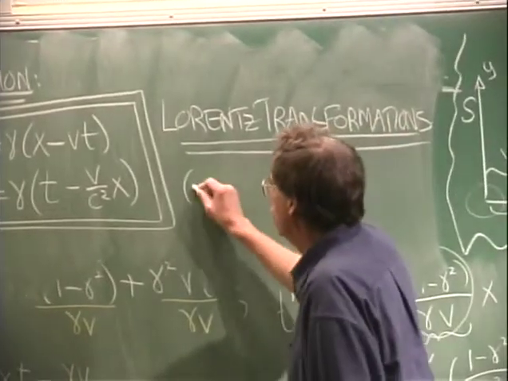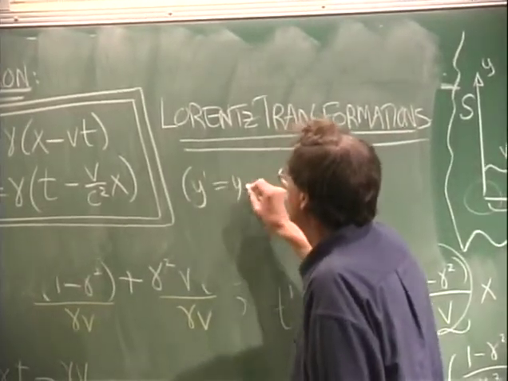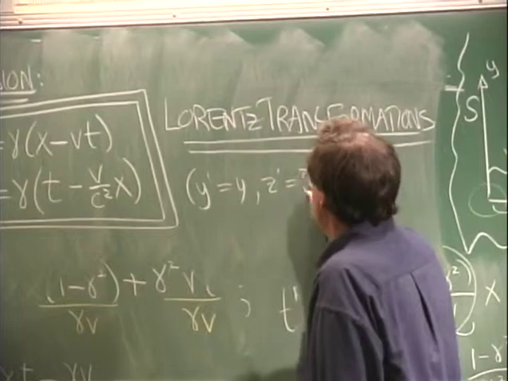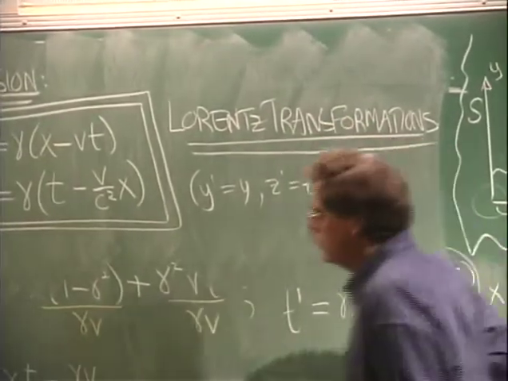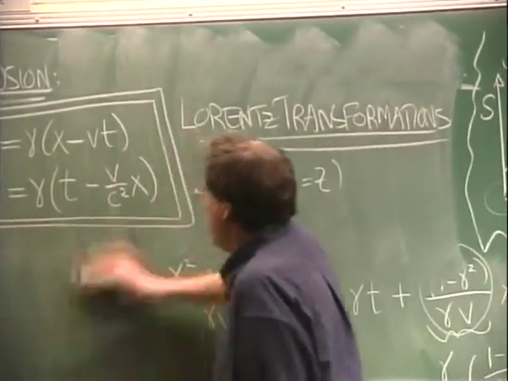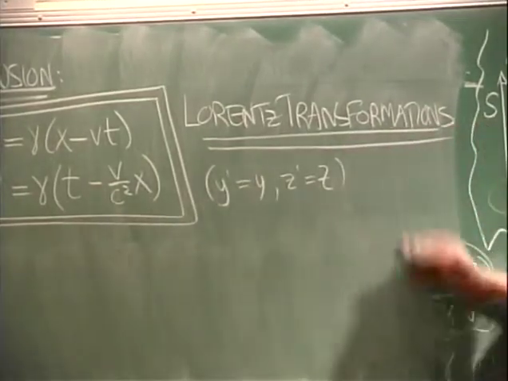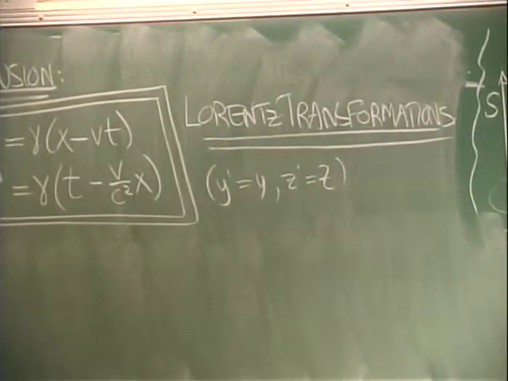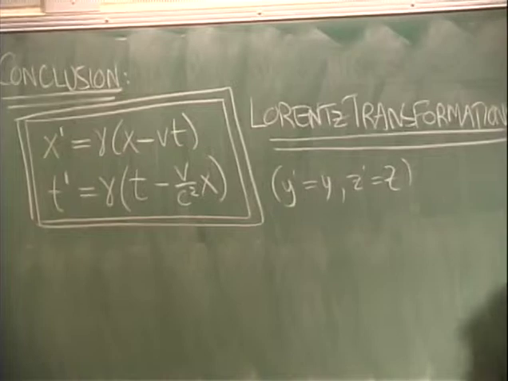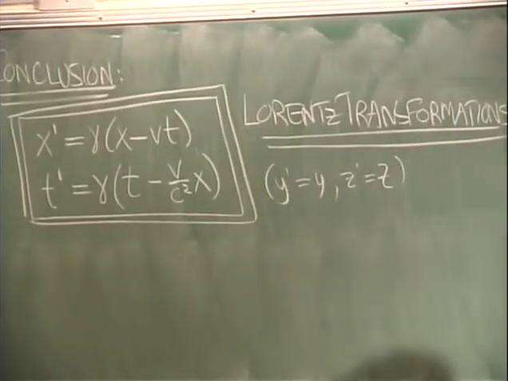By the way, some people would list also y prime equals y, z prime equals z as among the Lorentz transformations there. This dictionary now contains all of the information of relativity. Relativity of simultaneity, time dilation, Lorentz contraction, velocity addition, you name it. It's all contained in those equations.